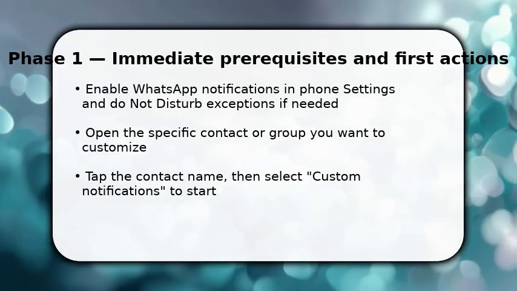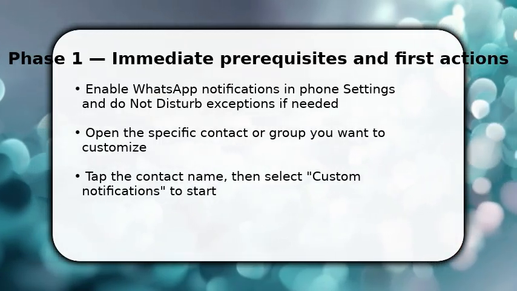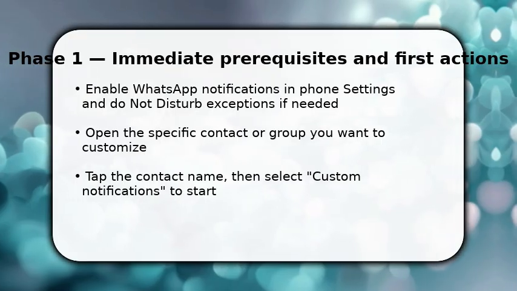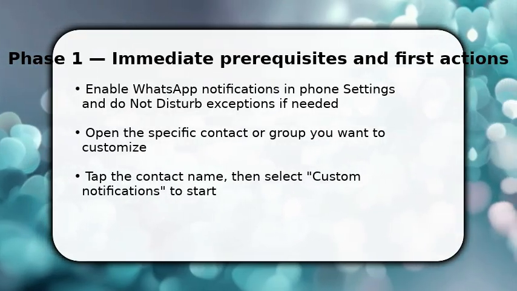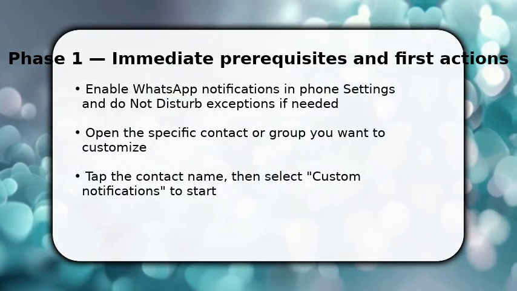You need notifications allowed, so check phone settings and WhatsApp app permissions first. Once done, open the contact or group you want to change. Tap their name at the top to reveal contact info, then find and tap Custom Notifications.